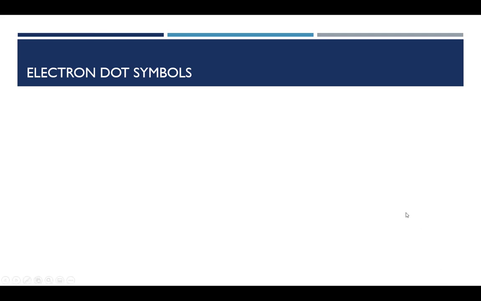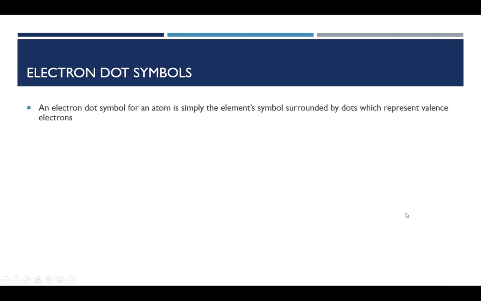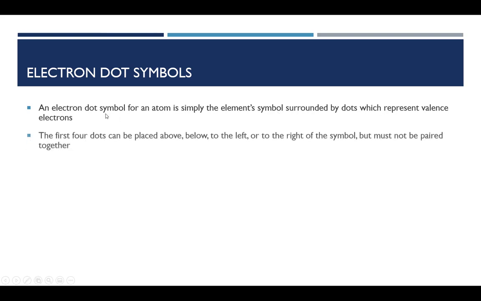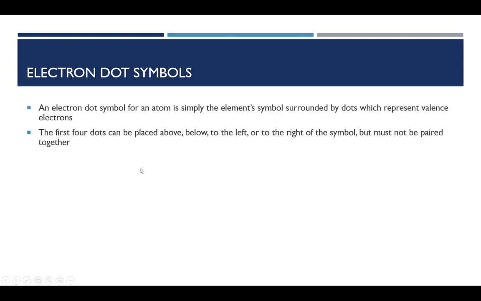Electron dot symbols are diagrams which are designed to specifically call our attention to the valence electrons. What they are is the element's symbol surrounded by dots, where each dot stands for 1 valence electron. We can get up to a total of 8 valence electrons, but there are very specific rules as to how the first dots need to be placed. The first dot can go above the symbol of the element, below it, left, or to the right. It doesn't matter so long as it's one of those.